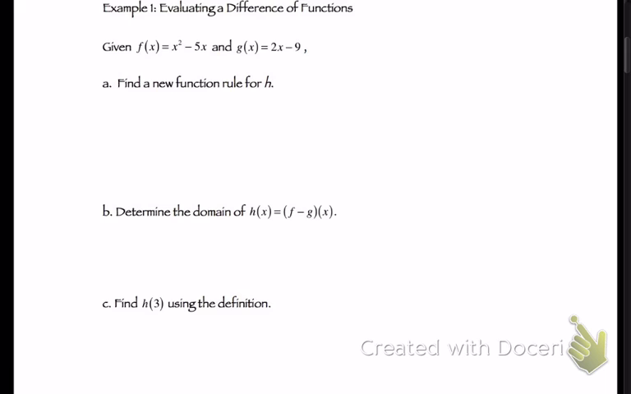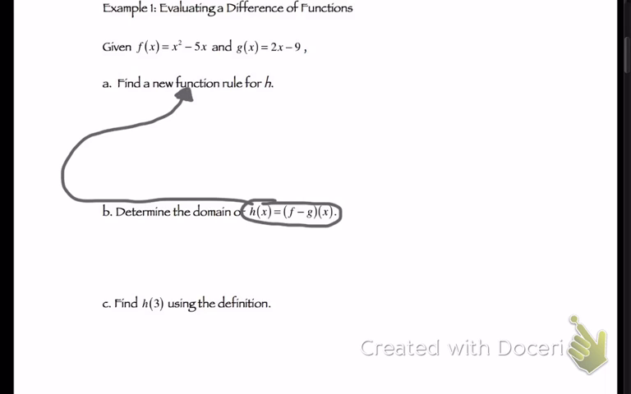Example 1, I give you f of x and g of x. There are those two functions. Take a look, f of x right there, g of x right there. It says to find a new function rule for h. Alright, what the heck does that mean? Well, if you look below at letter A, I'm telling you that to find h of x, which is the new function rule for h, you're going to take f minus g of x.